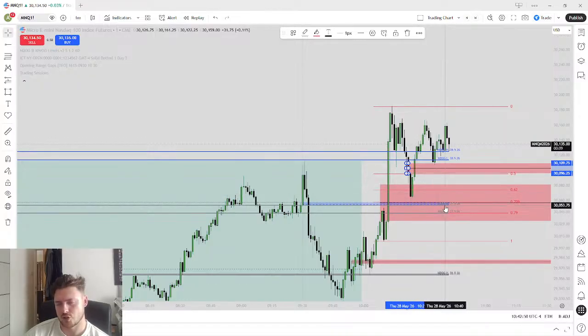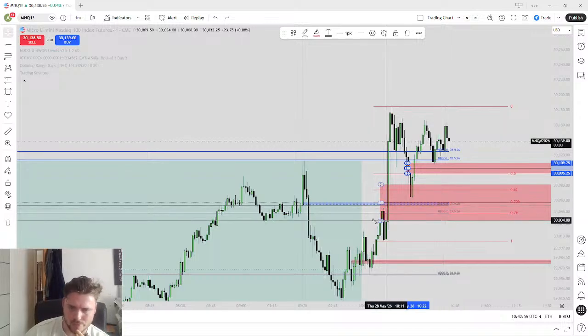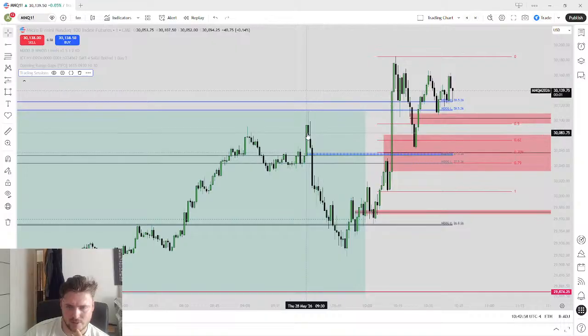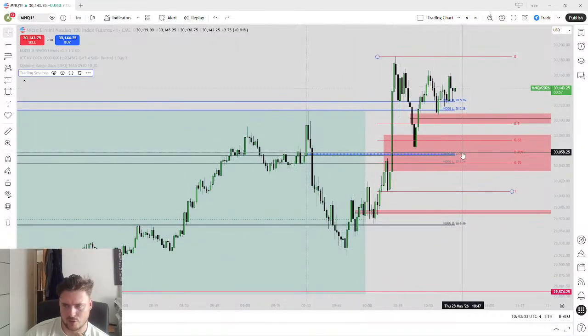It all depends on what you're comfortable with and what your model is, but I quite like this optimal trade entry the more I'm looking at it and how price works relative to it. Again, optimal trade entry here at 0.709, or between 0.62 and 0.79. That zone is your optimal trade entry.